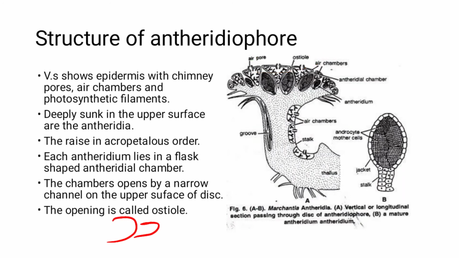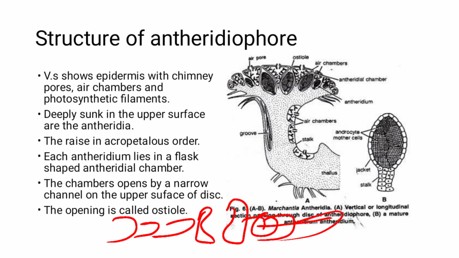Why are they discontinuous in nature? Because they are separated by small air gaps or air pores. These air pores are called chimney pores. Here you can see small air gaps are present. So these are called air pores or chimney pores. These air pores help in the exchange of gases during photosynthesis and respiration.